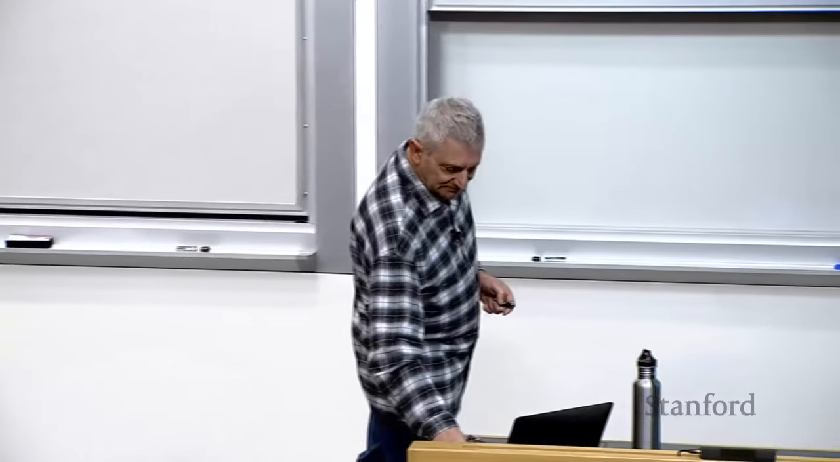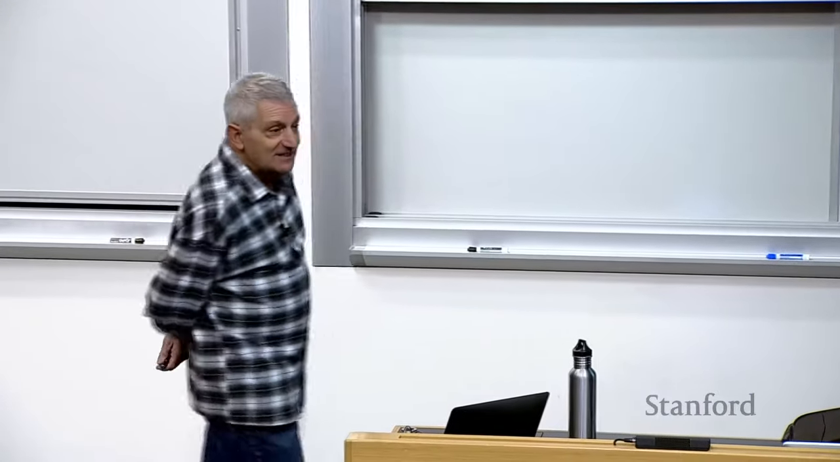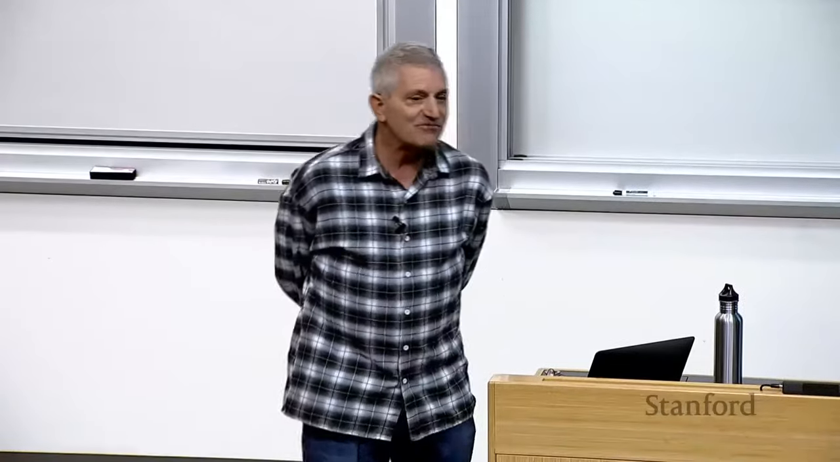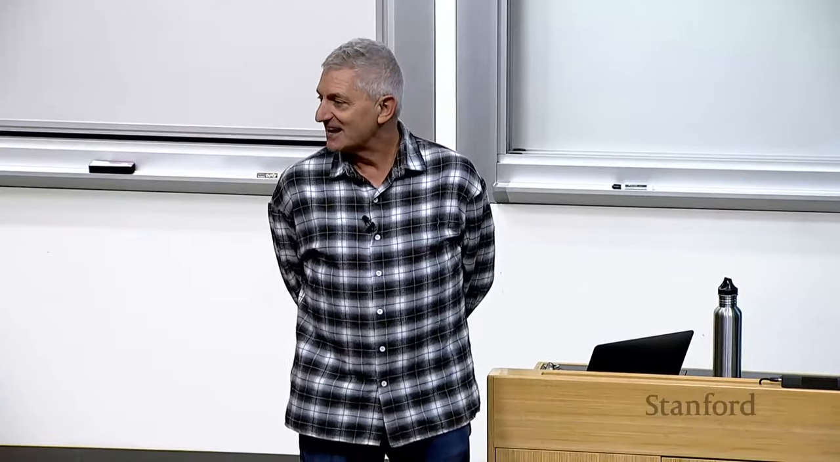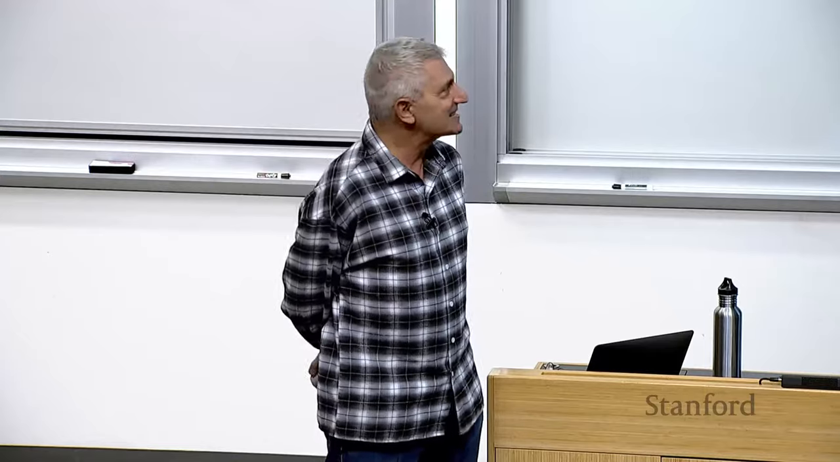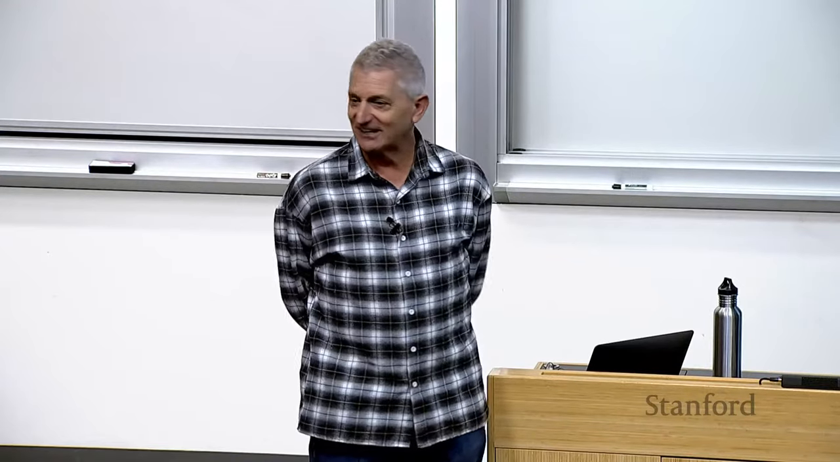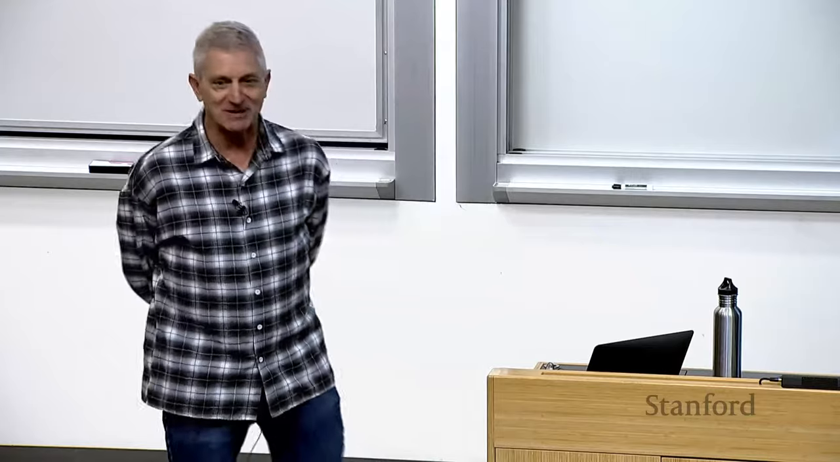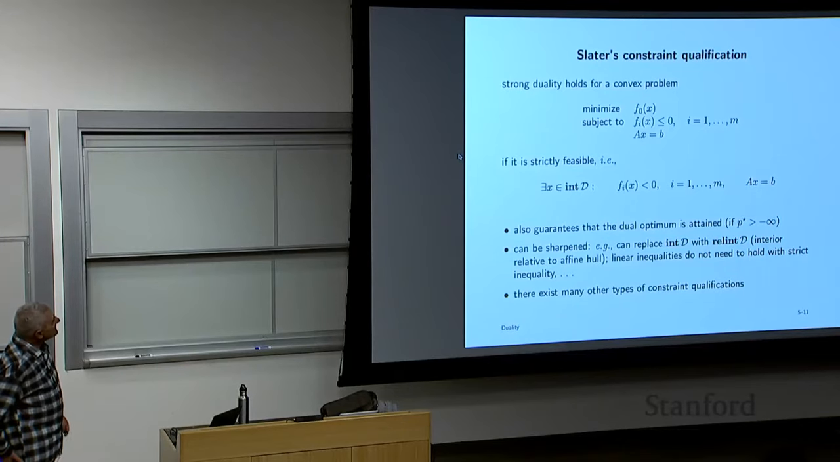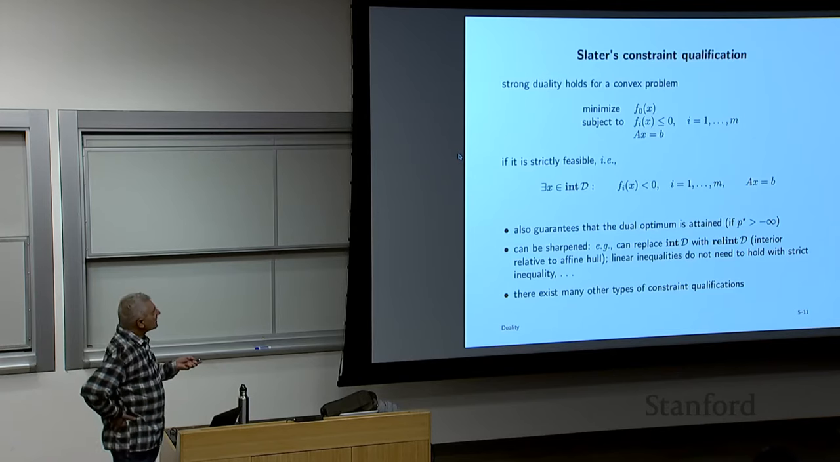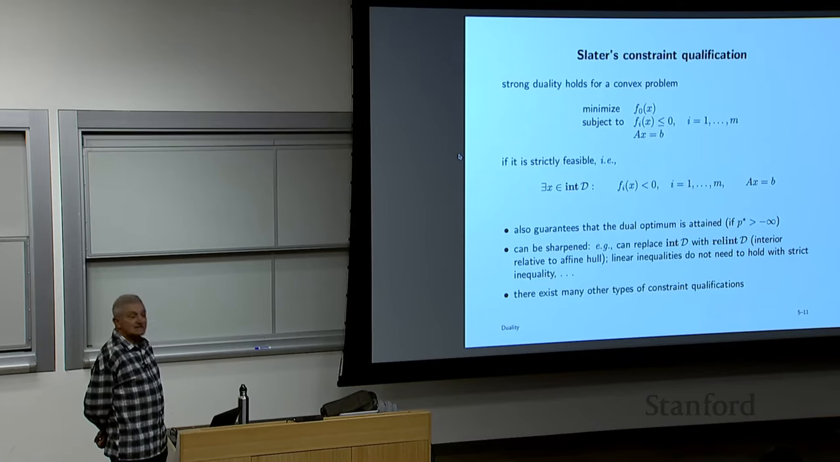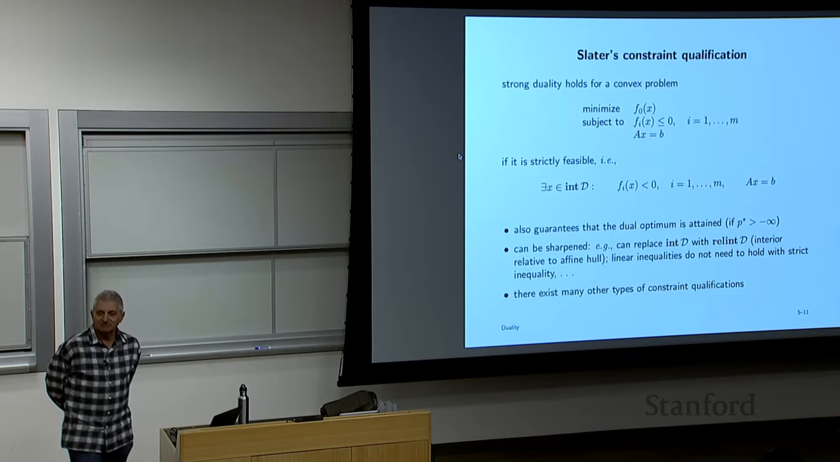So, okay, cool. This is probably the most famous constraint qualification. For people who actually study these things, this is the sledgehammer. It's basically like, this will do the trick. It says that strong duality is guaranteed for a convex problem, provided there exists a point where the inequalities hold strictly. Now, there are lots of problems where that doesn't hold, and yet strong duality is just fine.